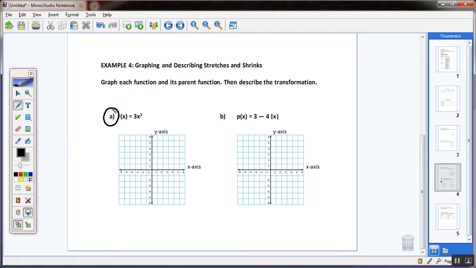So it was a vertical stretch. And which coordinates are you stretching? Are you stretching the x coordinates or the y coordinates? Y. Always stretching the y coordinates there, okay? Always stretching the y coordinates.